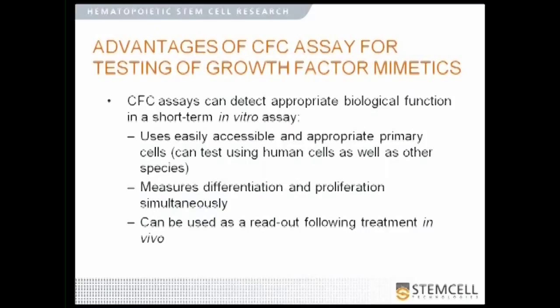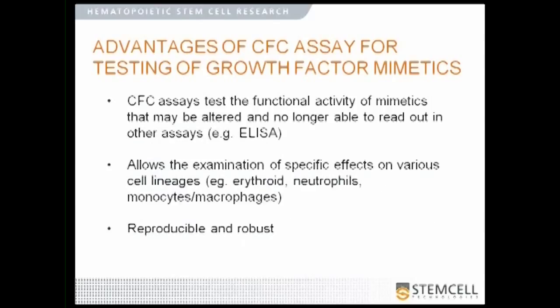In summary, the activity of any EPO mimetic can be tested in vivo and in vitro using CFC assays as a readout. These assays have distinct advantages, such as the fact that they use easily accessible and appropriate primary cells and allow one to measure both proliferation and differentiation simultaneously. Another advantage is that the CFC assay tests the functional activity of mimetics, which is important when these molecules can no longer be read out in ELISAs, and these assays also allow the examination of specific effects on various cell lineages, sometimes simultaneously. Lastly, when standardized reagents and methods are used, these assays are very reproducible and robust.